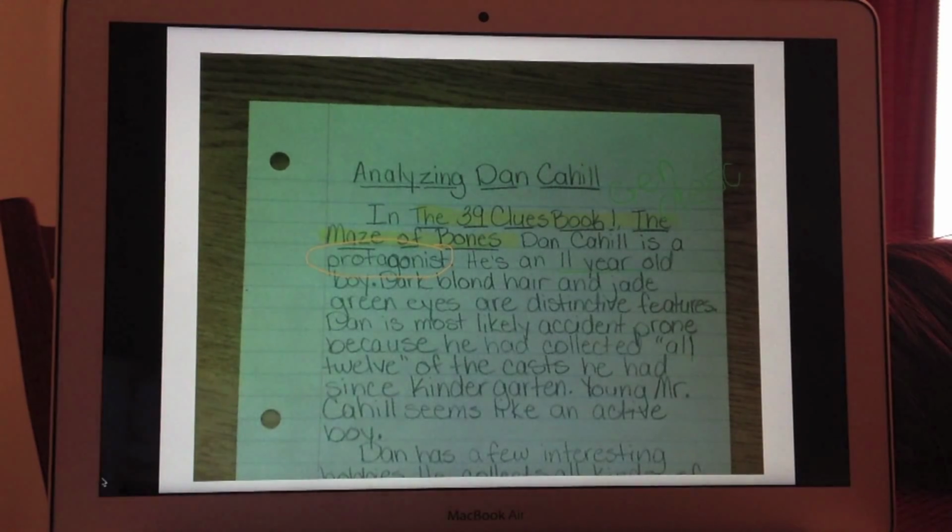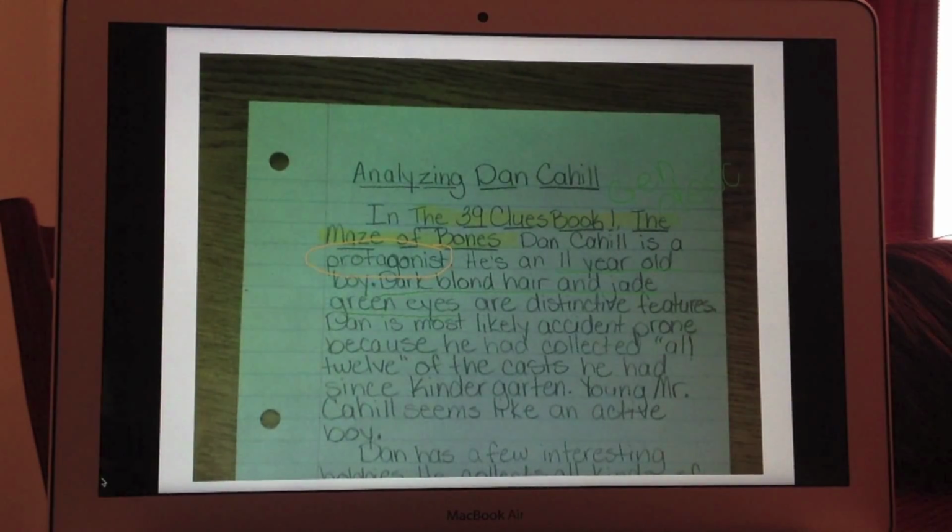I was able to figure out that he was an 11-year-old boy with dark blonde hair and jade green eyes. I inferred that he must be accident prone because the evidence in the text was that he had collected all 12 of his casts he had had since kindergarten. Now, it was important that I quoted from the text. When I use those quotation marks, I am citing evidence from the text, and that supports my thinking. As I finished up this paragraph, I made sure that I ended with my own wrap-up sentence.